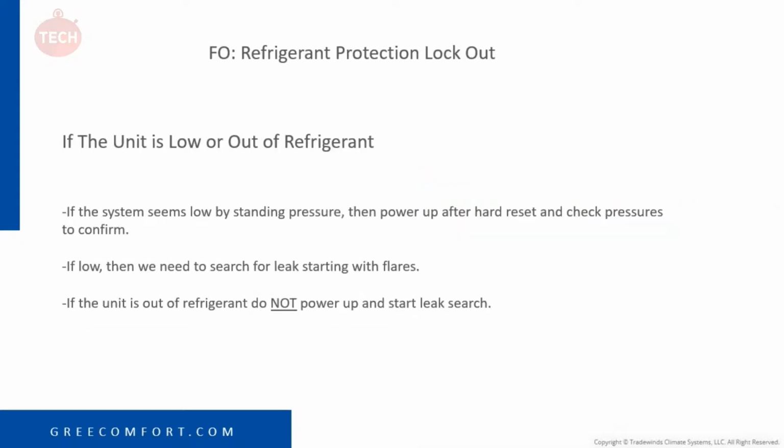So if the unit is low or out of refrigerant, when you hook up your gauges, a couple things we want to do. If the system seems low by standing pressure, then power it up after the hard reset and check pressures to confirm. Check your running pressure. Typical running pressure is somewhere between 120 and 150, but that's depending on load conditions, indoor, outdoor, ambient. And again, you want to let that thing run for a good 10, 15 minutes before jumping the gun, because that pressure will adjust and fluctuate.